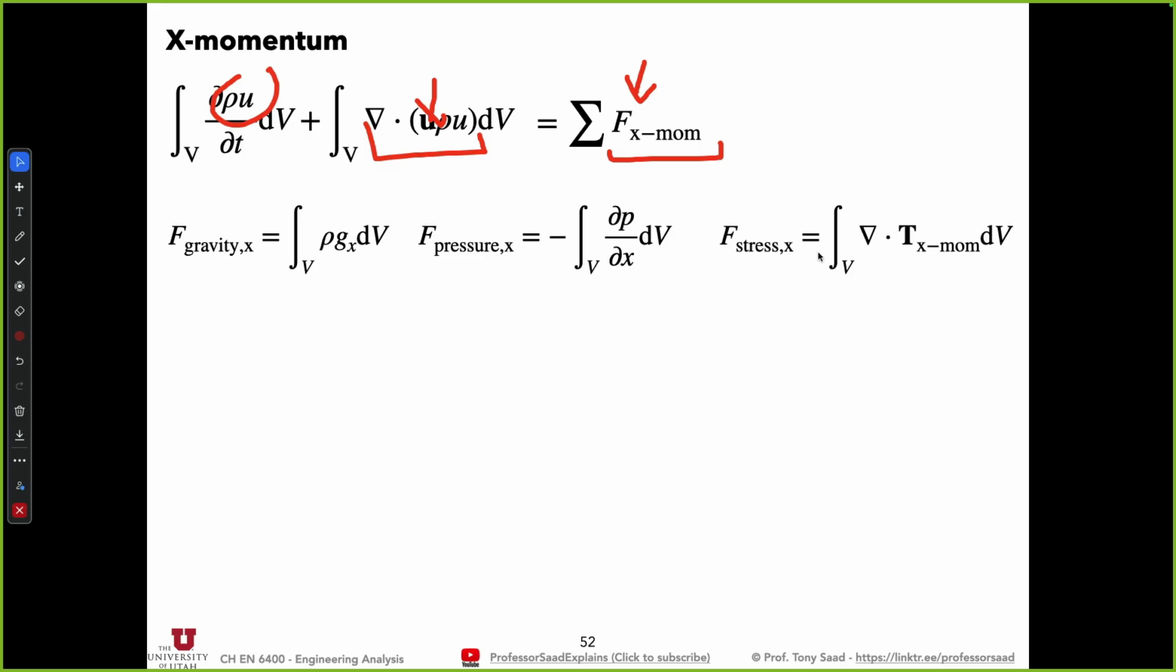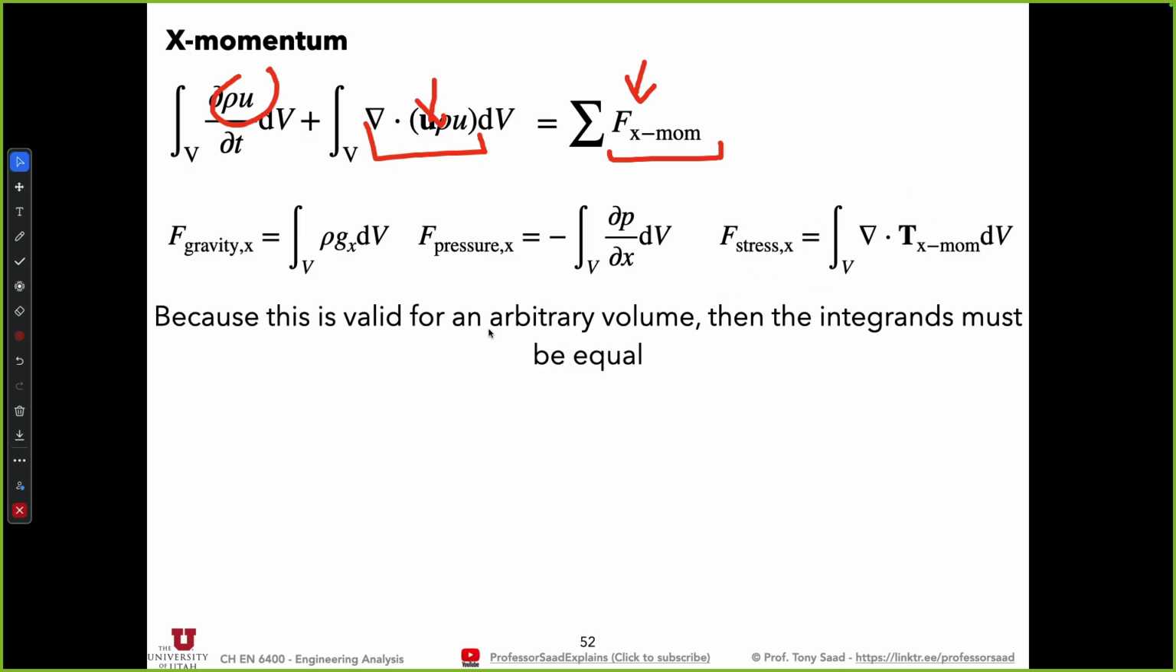Okay, which is the integral of div Tx. Remember Tx is tau xx, tau yx, and tau zx, and its divergence is going to give you a scalar, right? So when you plug these back into the equation, where they're all volume integrals, and if this is true for any volume, then the integrands must be equal.